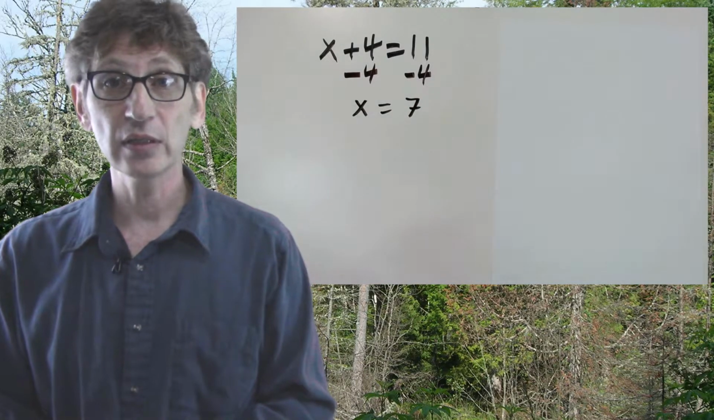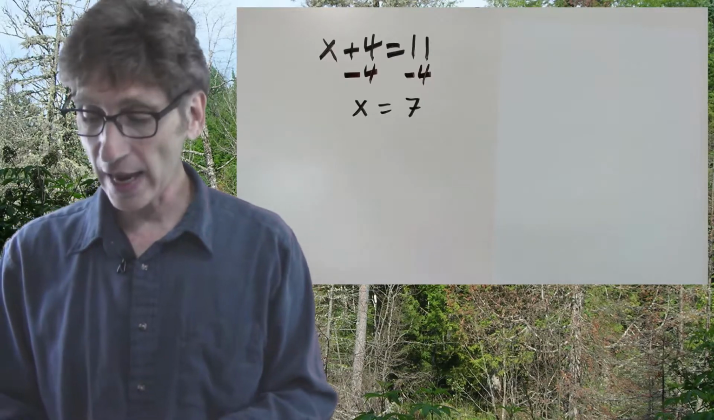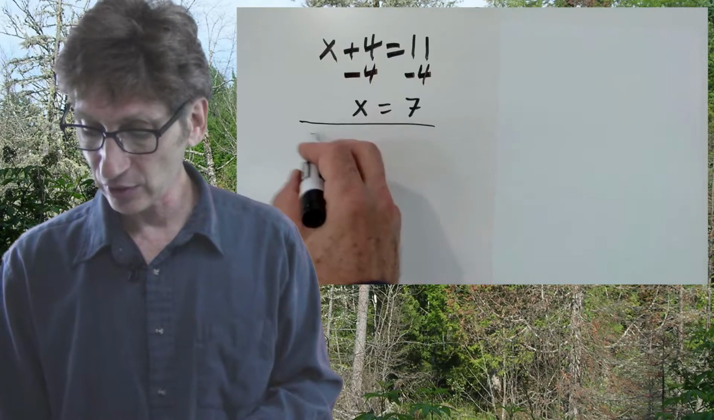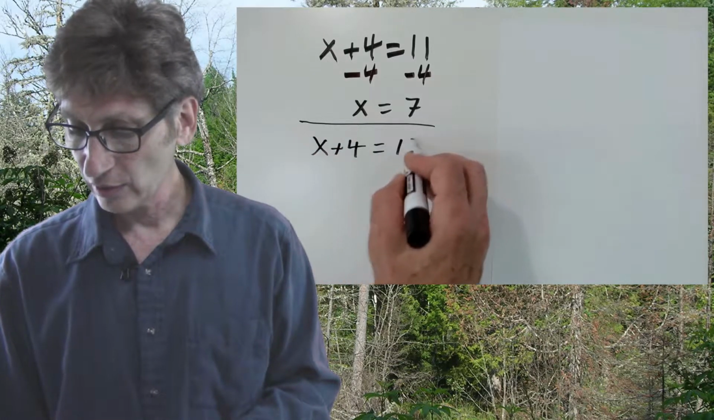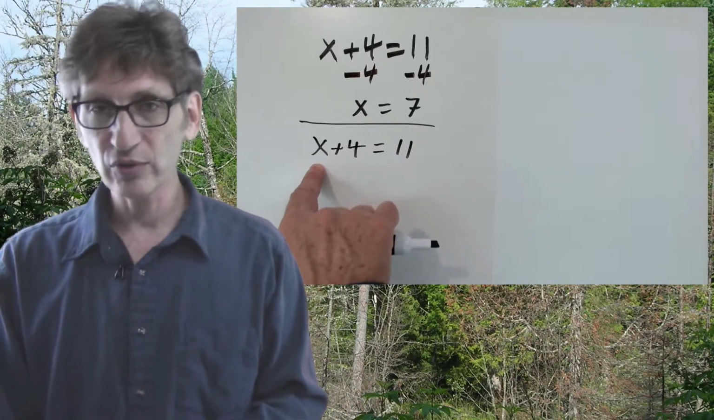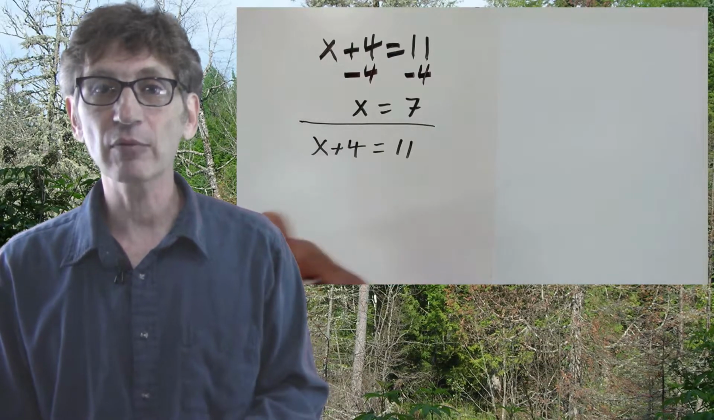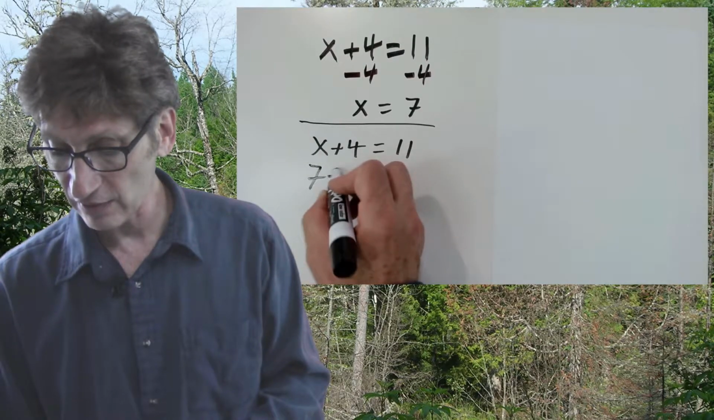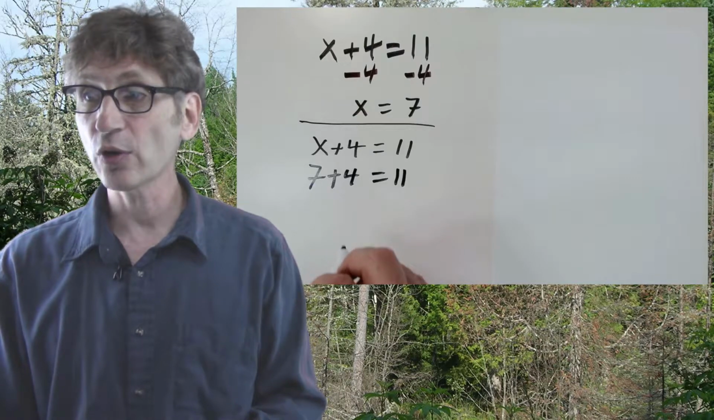That looks pretty good. The next step is to check the solution to be sure it's accurate. Checking the solution means we rewrite the original equation and we plug in the variable with its value. X plus 4 equals 11. I'm claiming that x equals 7. That means I replace x with 7, and I now have the equation 7 plus 4 equals 11. Looks pretty good so far.